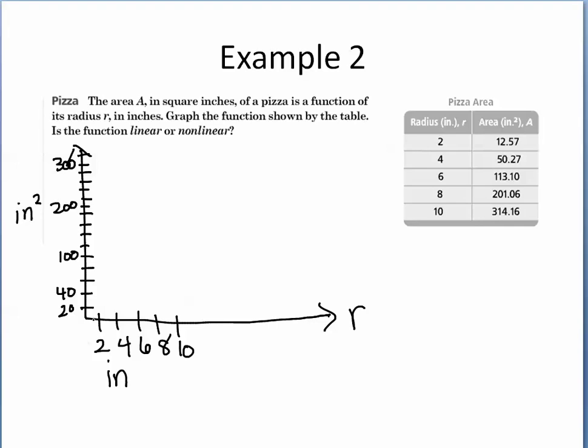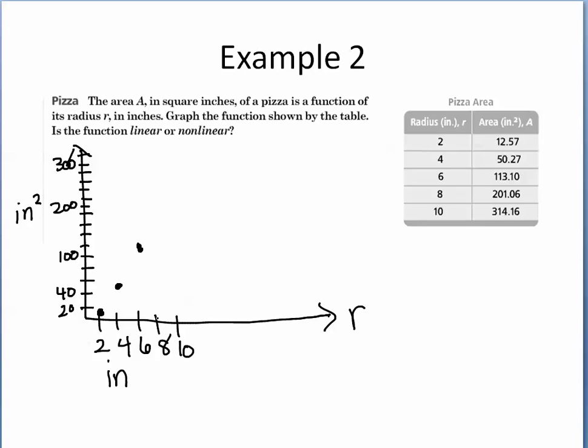So with 2 inches, so inches here, and this is area, so this is inches squared, and 2 inches, you have 12.57. So I'm going to go somewhere in here. In 4 inches, it goes to 50, so that's somewhere in here. In 6 inches, it goes to 113. So that's a little bit right here, just estimating.